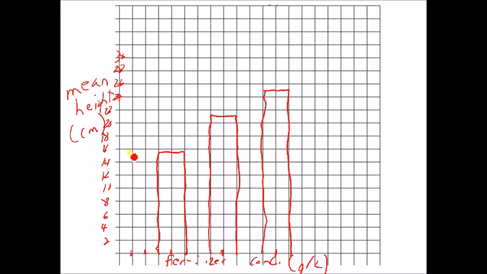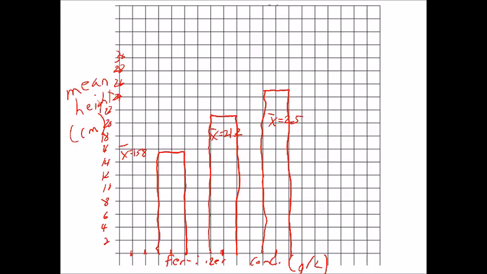I'm going to go ahead and label this mean as 15.8. This mean as 21.2. And this mean as 25.